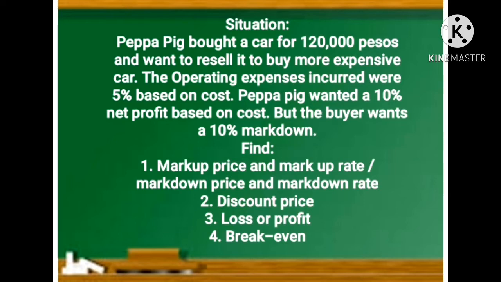The situation that we made is Peppa Pig bought a car for 120 pesos and wants to resell it to buy a more expensive car. The operating expenses incurred were 5% based on cost. Peppa Pig wanted a 10% net profit based on cost. But the buyers wanted a 10% markdown.